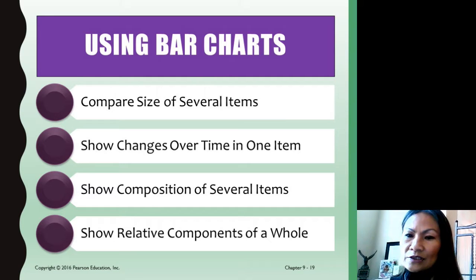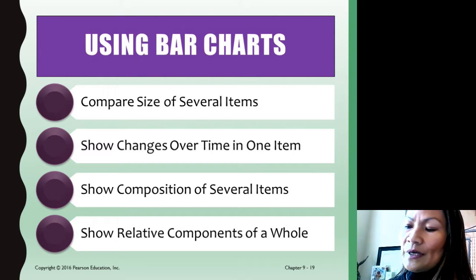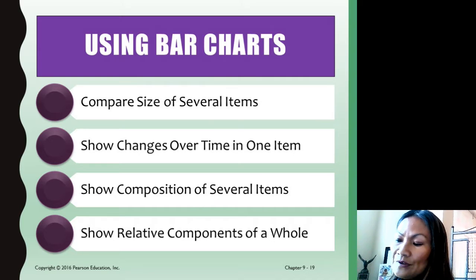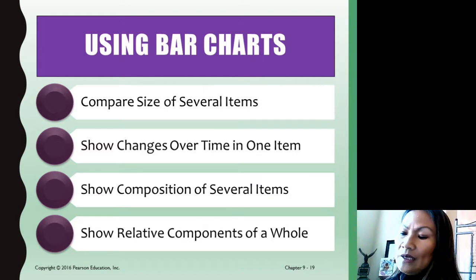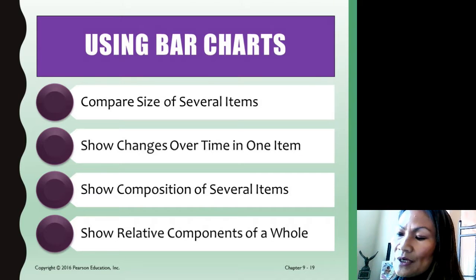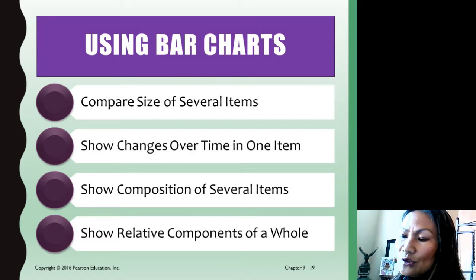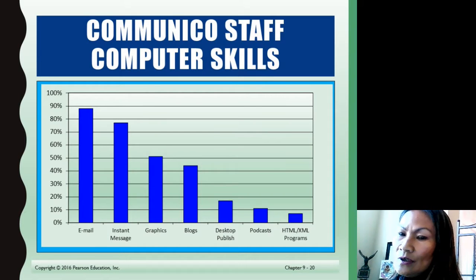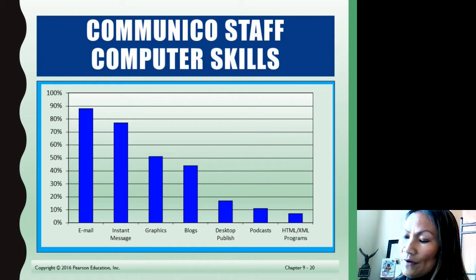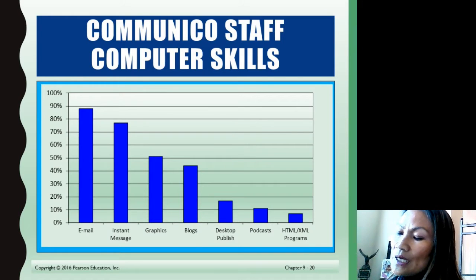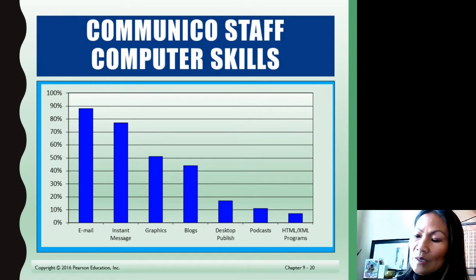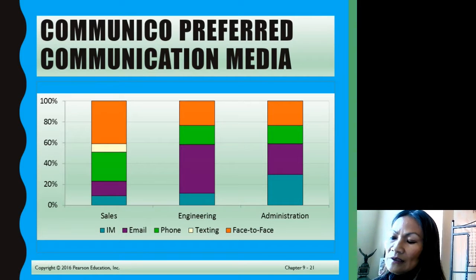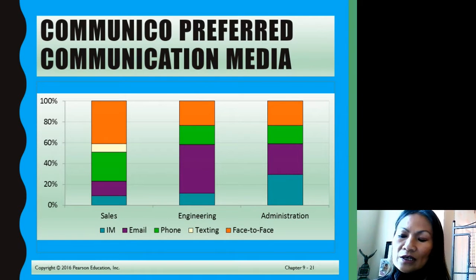A bar chart. This one is an example of a bar chart. It portrays numbers by the height or length of rectangular bars, making a series of numbers easy to read and understand. Bar charts are useful when you want to compare the size of several items at one time, show changes over time, indicate the composition of several items of a whole, and show the relative size of components. Keep all the bars in a chart the same width, space the bars evenly, and place them in a logical order, such as chronological or alphabetical.